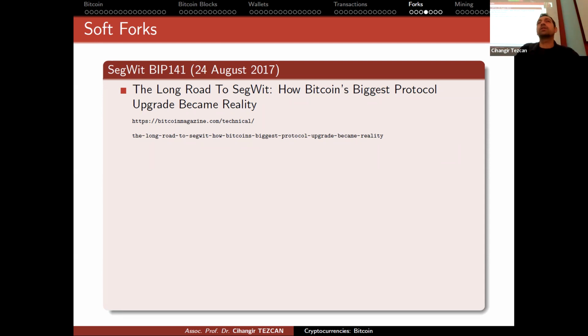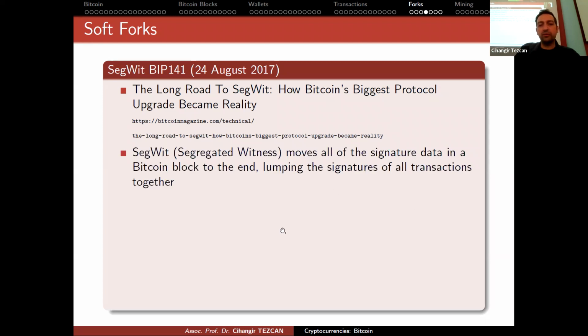Although initially they said yes, when the developers tried to make this reality, miners didn't upgrade their software. So initially the SegWit update didn't run. So read this blog post. It explains everything in a very nice way, and at the end you will realize that people agreed to upgrade their software. SegWit is short for segregated witness. It moves all of the signature data in a Bitcoin block to the end, lumping the signatures of all transactions together.